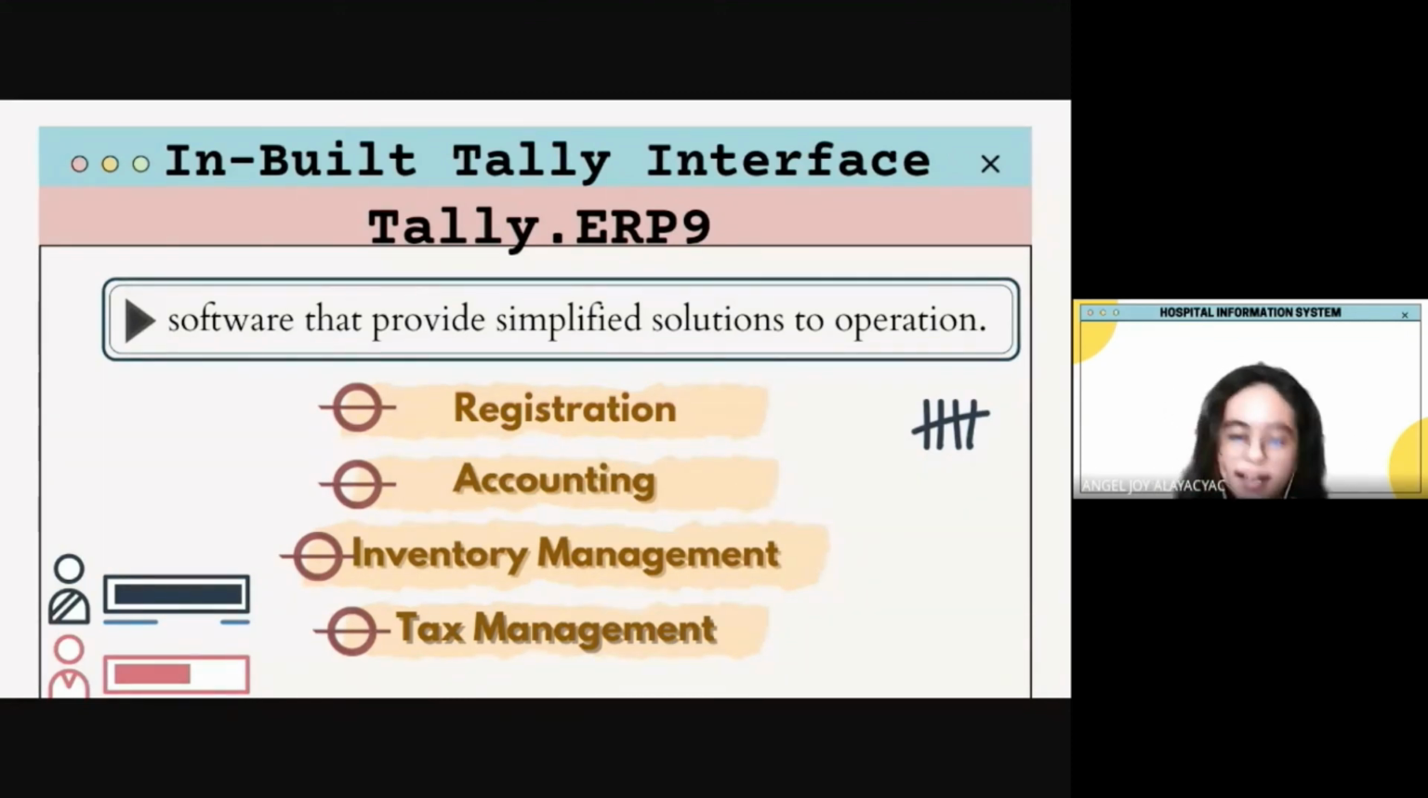Next is the accounting. In the accounting operation, we can say that it provides simple-to-use accounting features that enable you to record hospital transactions easily. So here, Tally ERP9 provides accounting books that the users, the nurse, or the financial employee are going to compute and input transactions under.